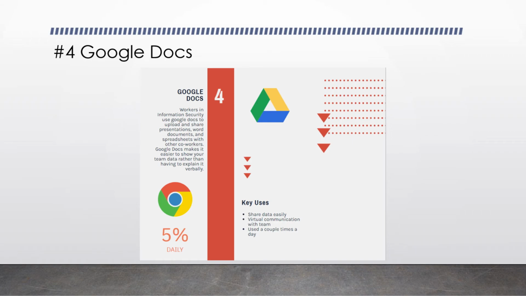The fourth mode of communication is Google Docs. Workers in the field of information security use Google Docs to upload and share presentations, Word documents, and spreadsheets with other coworkers. Google Docs makes it easier to show your team data rather than having to explain it verbally, and he uses this about 5% of his day.